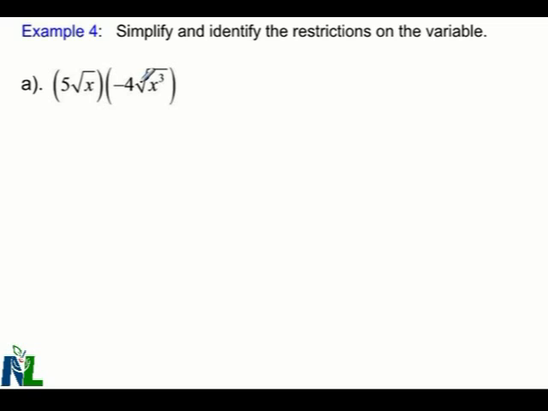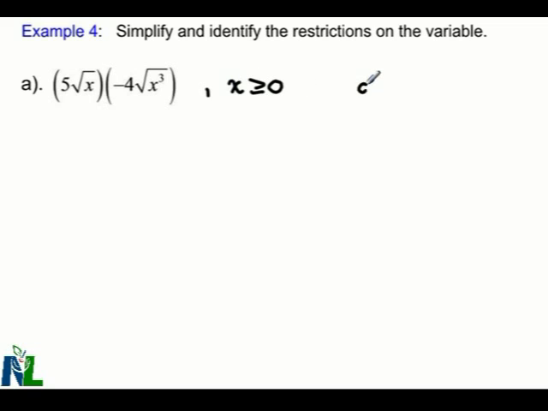If I have an index of 2, that's an even index, which means that I can't have negative numbers underneath the root sign. Because I'm dealing with x and x cubed, that would mean that x itself needs to be greater than or equal to 0. X needs to be 0 or positive. If I have negative values of x, I cannot evaluate either of these expressions.